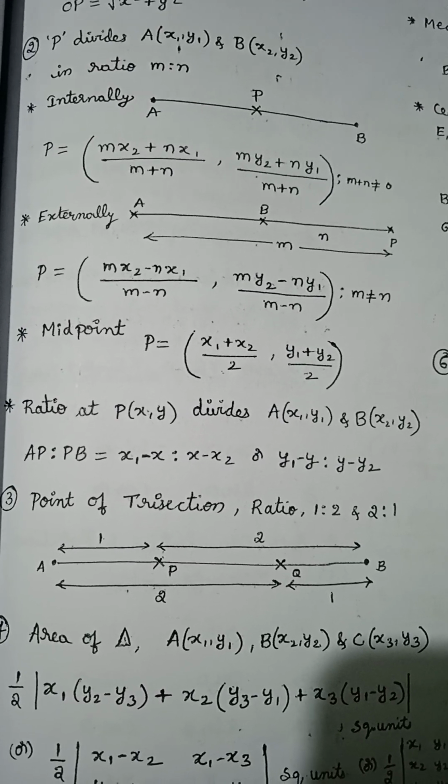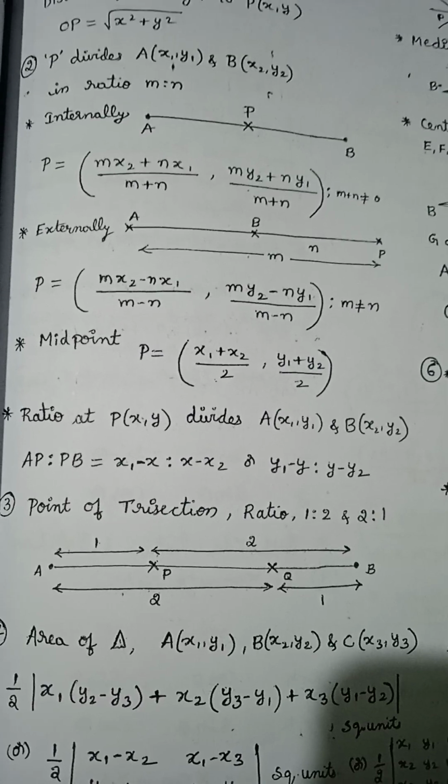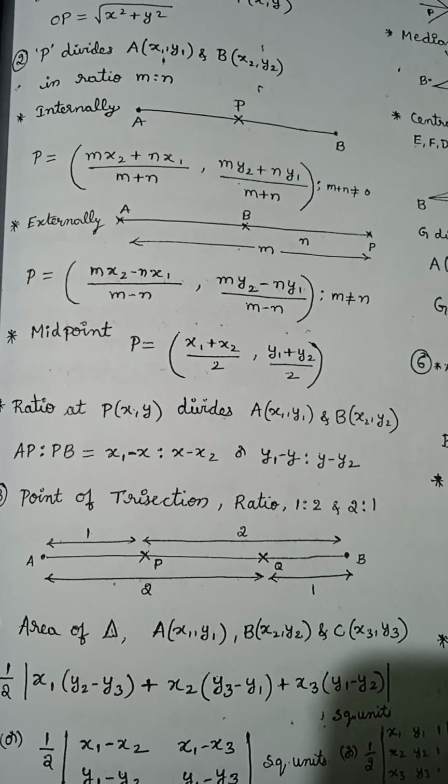Midpoint formula: P equals ((x1 plus x2) by 2, (y1 plus y2) by 2).